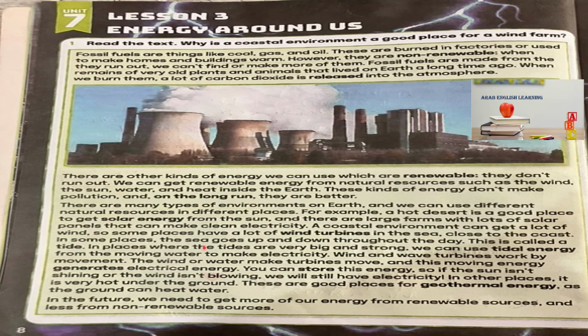In some places, the sea goes up and down throughout the day. This is called a tide. In places where the tides are very big and strong, we can use tidal energy from the moving water to make electricity. Wind and wave turbines work by movement. The wind and water make turbines move, and this moving energy generates electrical energy.